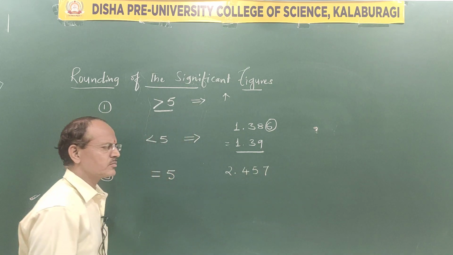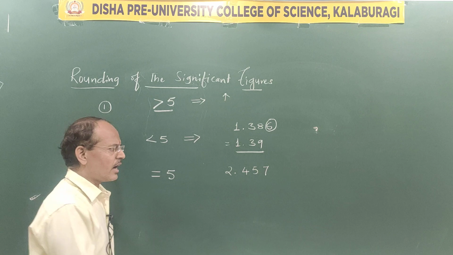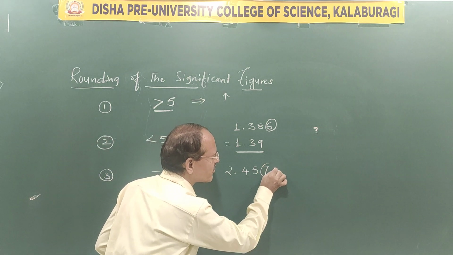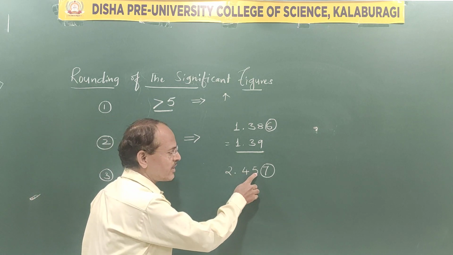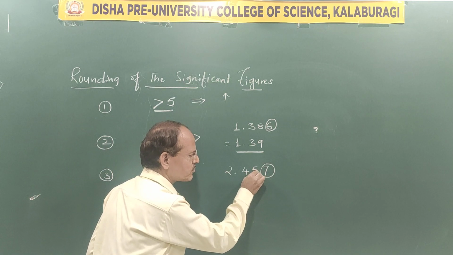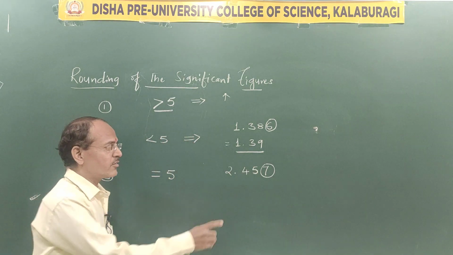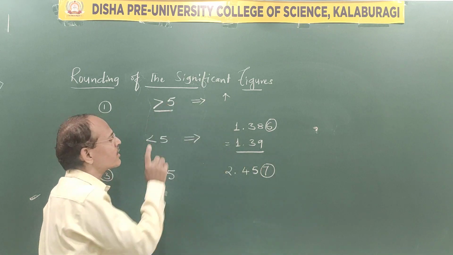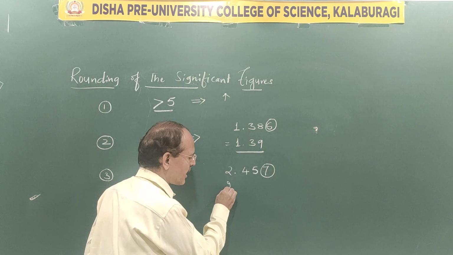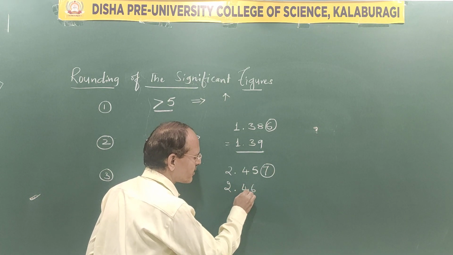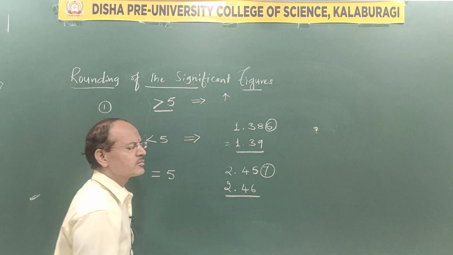2.457. Again, I want to remove this 7, the rightmost digit. Then the preceding number is 5. So this 7 is again greater than 5. At that time, I'll take 2.46 as the answer for this.